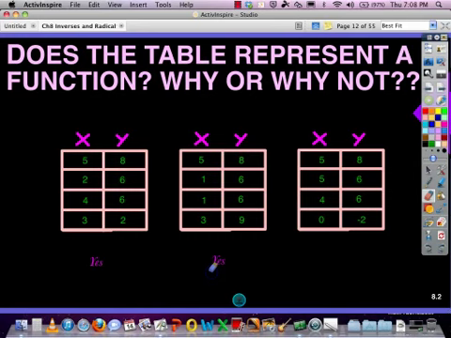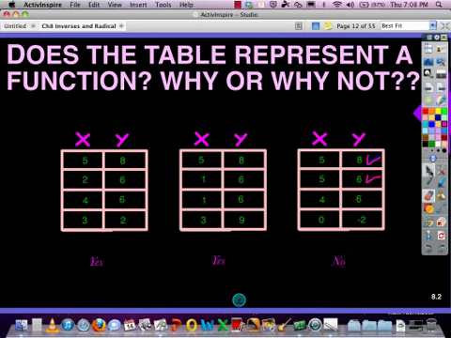So we have a slight problem right here. 5 is with 8, and then 5 is with 6. So when we saw that, we should have been raising a little alarm and saying, wait a minute, something's up. 5 is with 8, 5 is with 6. There's a problem. And because of that problem, then the answer to our question here should be no. Okay? So does the table represent a function? Why or why not?